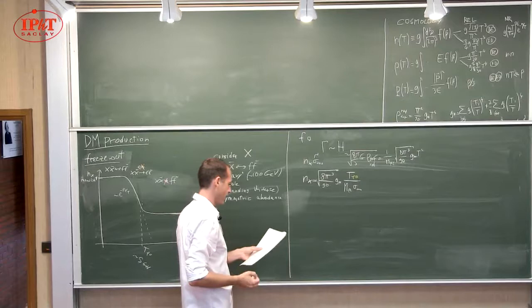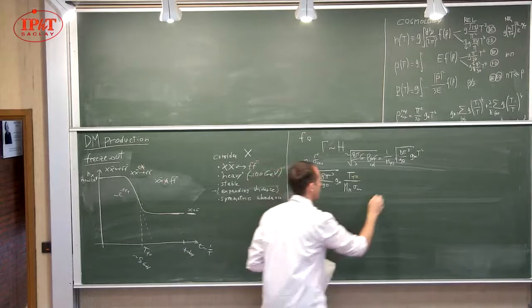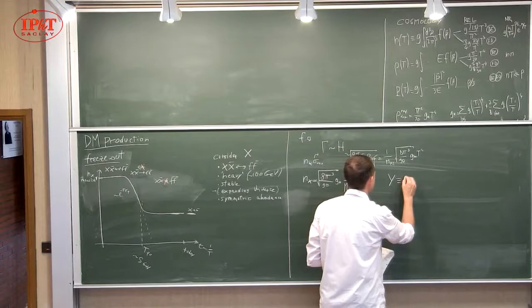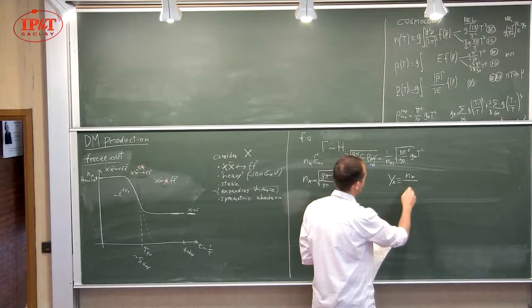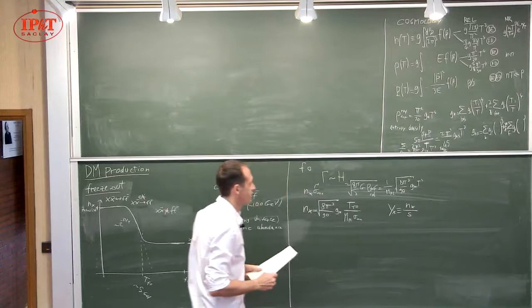So it's worth switching from the number density of particles x to some normalized quantity that I call Y, for yield, which is defined as the number density of the particle x divided by the entropy density s, which I defined and derived there.